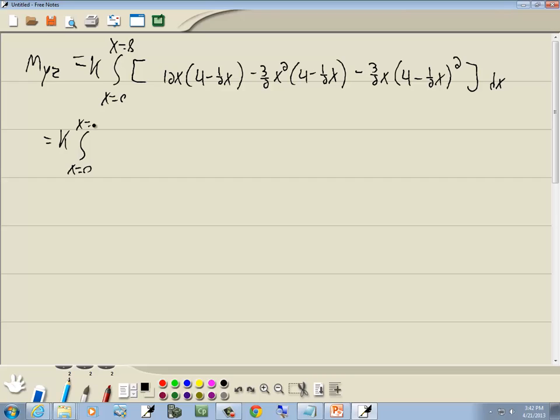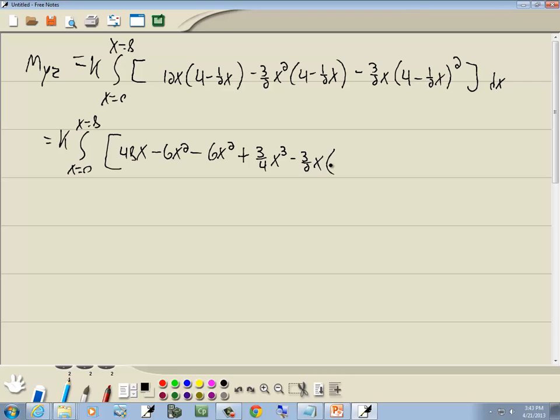So we got x is equal to 0 to x is equal to 8. 12x times 4 is 48x. 12x times negative 1/2 x gives us negative 6x squared. Minus 3/2 times 4 is 12 over 2, which is 6, so 6x squared. Negative times negative is positive. 3/2 times 1/2 is 3/4 x to the third. Oh, what am I doing? Losing my mind. If I screw up this one, I'm not going back and looking for it. Let's call it good. Leave it for the physics majors.